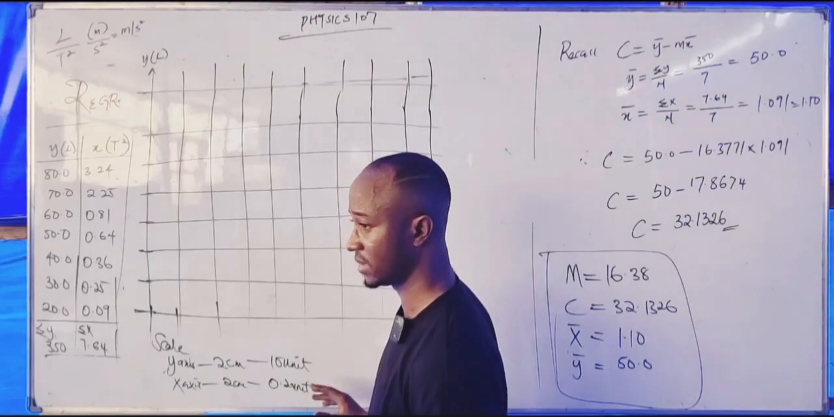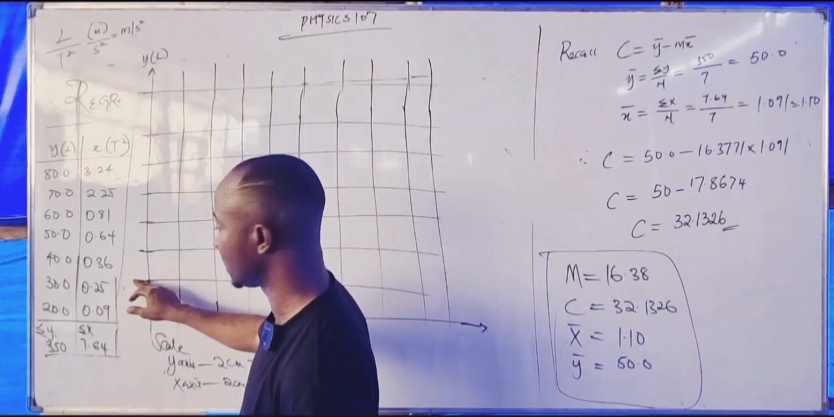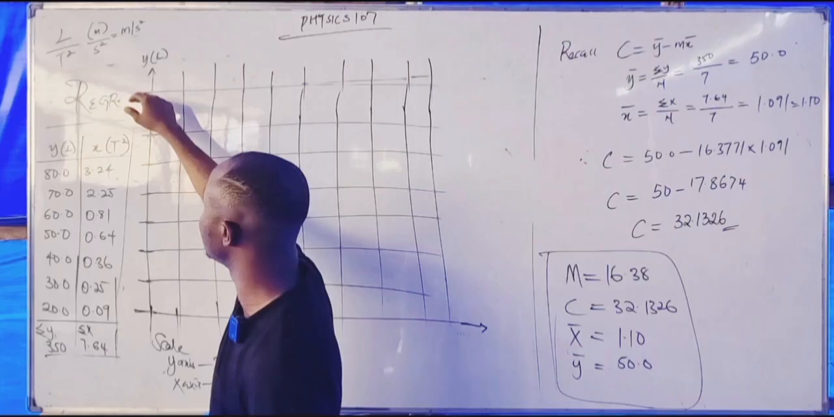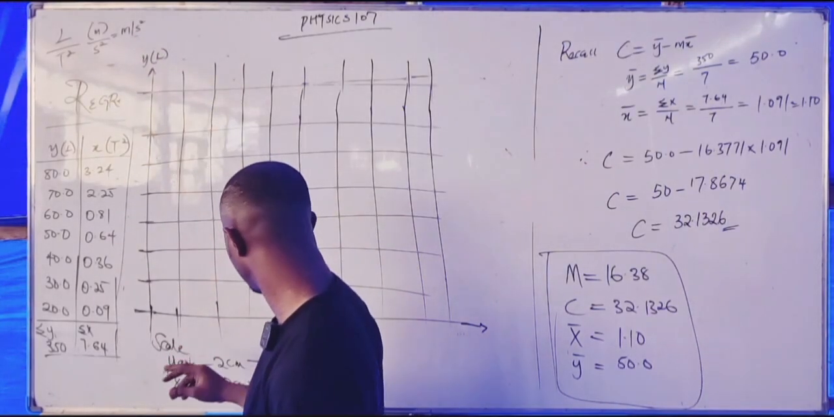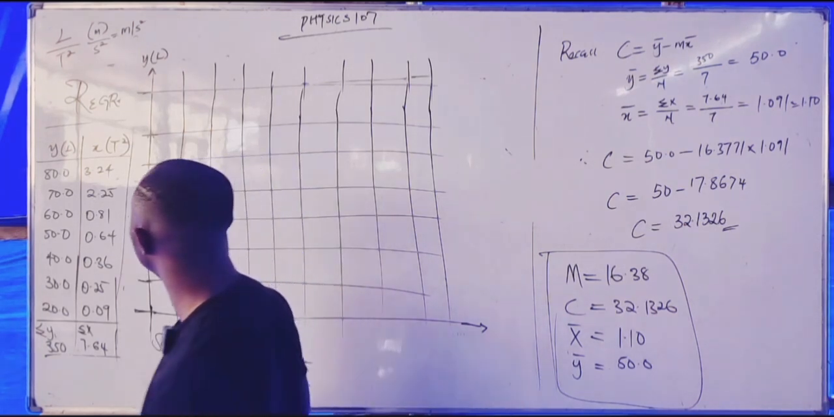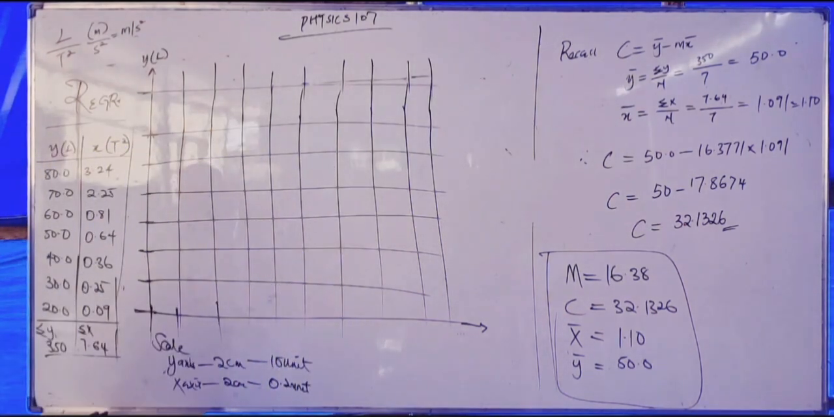2 cm to 10 units. For every 2 cm, we have 10: 10, 20, 30, 40, 50, 60, 70, 80, right? Then for the x-axis, we can use 2 cm to represent 0.4, right? With 0.4, take your graph there: 0.8, 1.2, 1.6, 2.0, 2.4, 2.8, 3 point what? 0.4 will be enough. Good.